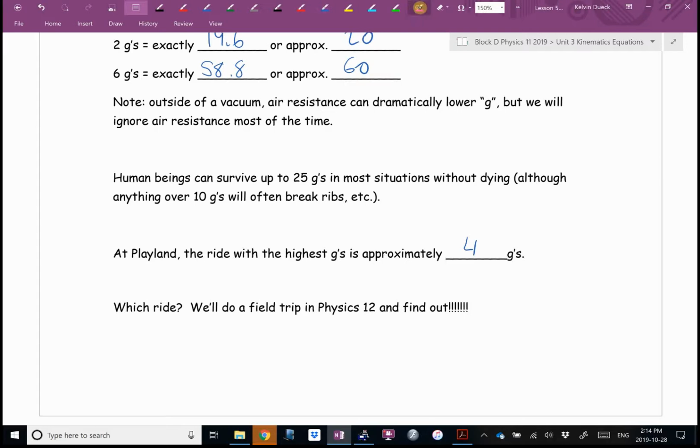Mr. Dueck? Yeah, William? How do we know that 25? Turn the page.